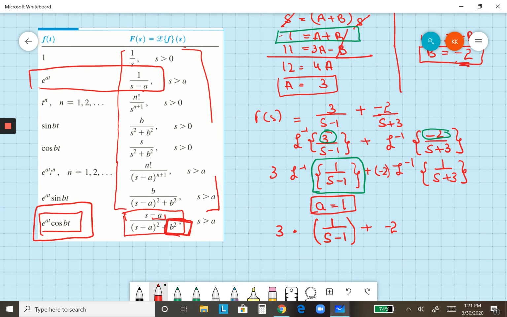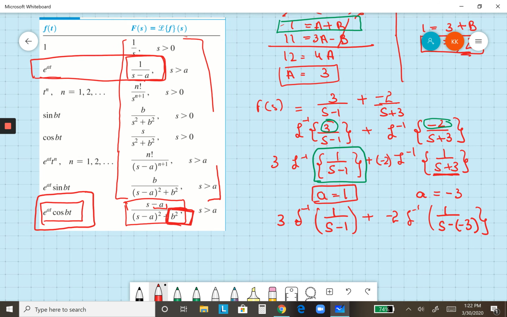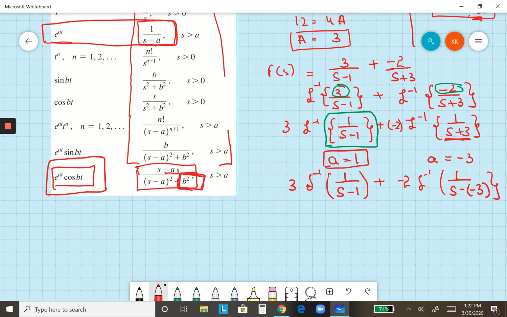So if you're looking at our table again, we know that we're still using the second point, which is 1 over s minus a. So in this case, our a is -3 in order to get s plus 3. So it should be -2 times the inverse of 1 over s minus (-3). So we got our a's, and now we can go backwards.